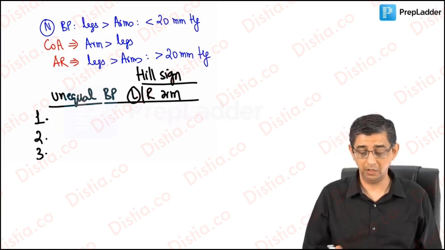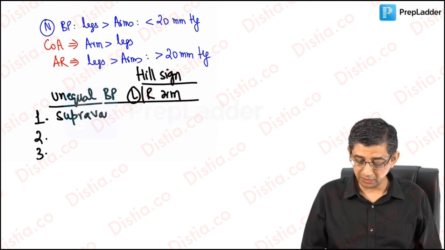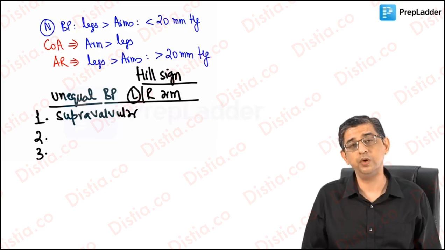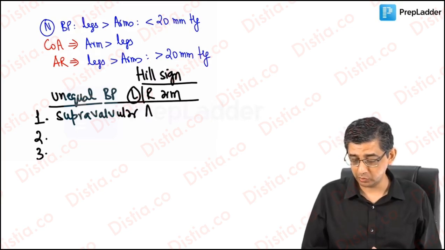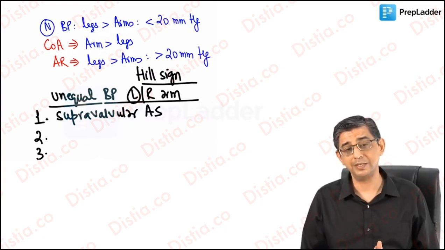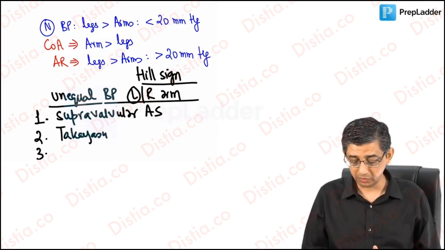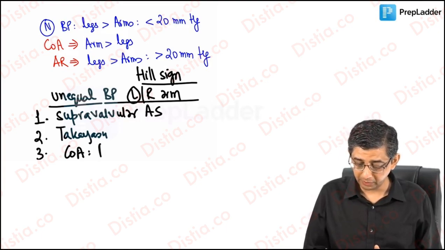Again, a quick recap. Supravalvular aortic stenosis, that is written as SVAS. Here you have a Coanda effect, which contributes to this unequal BP. The jet of blood preferentially tends to go towards the right side. Then is the topic that we discussed, Takayasu. And the third cause I want you to remember is coarctation of aorta of the preductal variety.